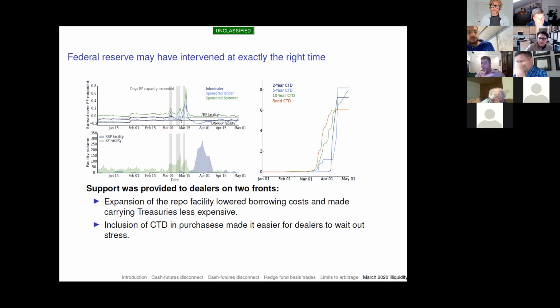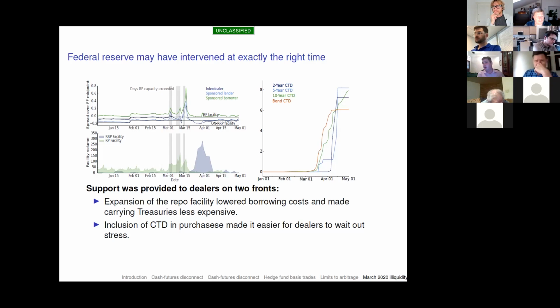But after April 1st, we can see that the purchases increased dramatically. Now, this is after the period of the highest treasury market stress. Things are actually coming down at that point. But what we think was important here was the signal by the Fed that they included cheapest to delivers in the purchases at all. It gives you some assurance as a dealer to know that I am able to offload this treasury onto the Fed if I can't find another seller at a later date.